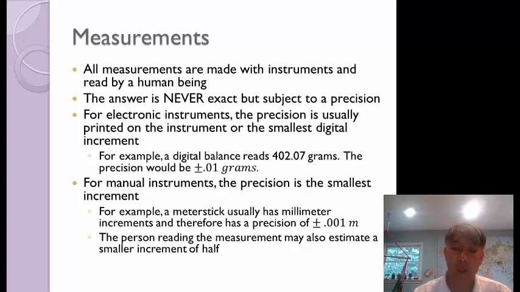In some instances, the person reading the measurement may feel confident about estimating to a smaller level of about half that increment. So you could have 0.5 of a millimeter or 0.0005 of a meter. That level of accuracy is not really going to be needed in this class, and I personally prefer erring on the side of less precision than you actually have.